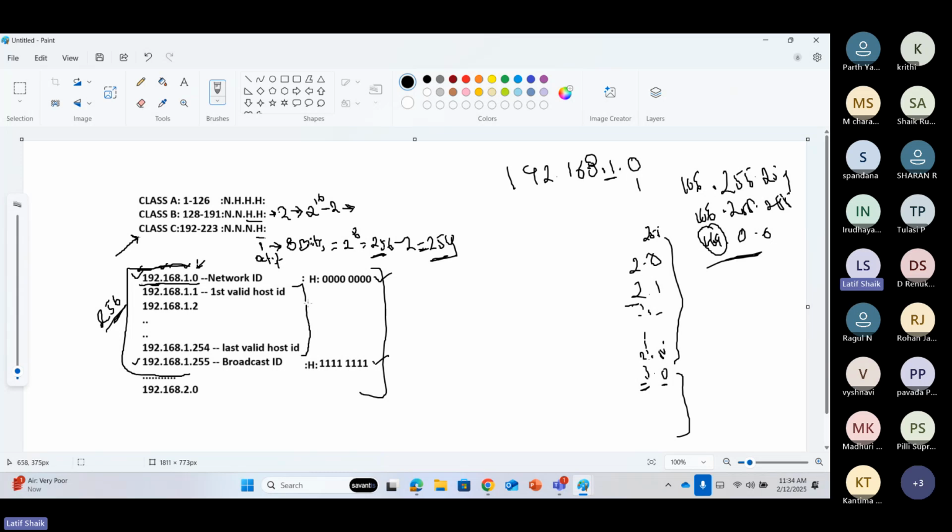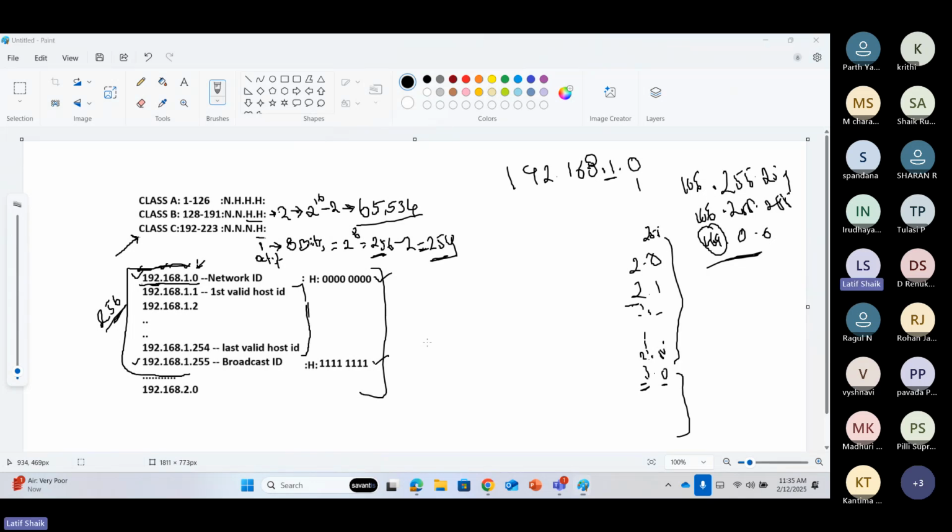Number of hosts we can connect. It is around 65,534 hosts we can connect. What is the difference between class C and class B? In class C, only 254 devices we can connect in a single logical network. In a class B, in a single logical network, you can connect up to 65,534 devices.